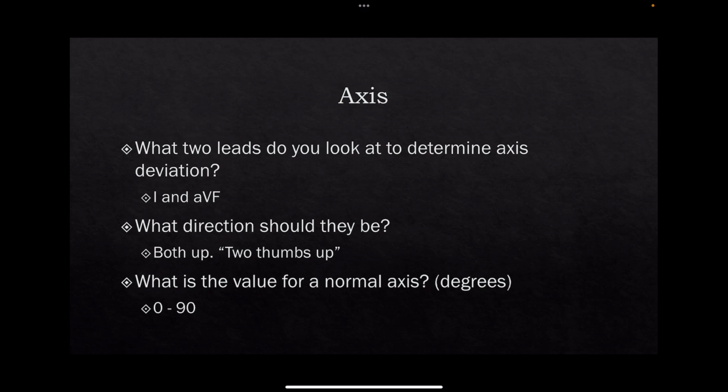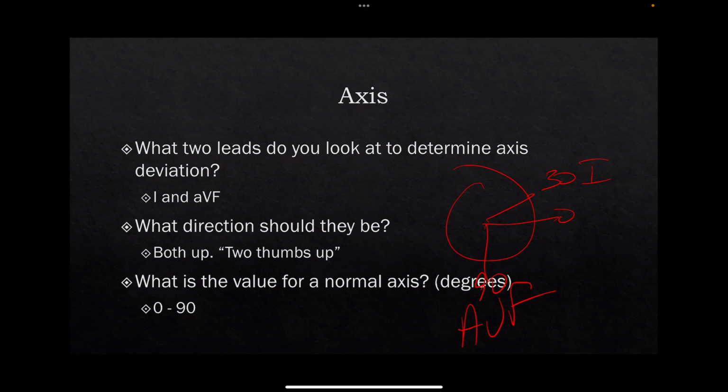So 0 to 90. Remember, it could be negative 30. That's where lead 1 is, right? What's at 90? AVF. There's your 2 leads. So if lead 1 is positive, we're more towards that way.